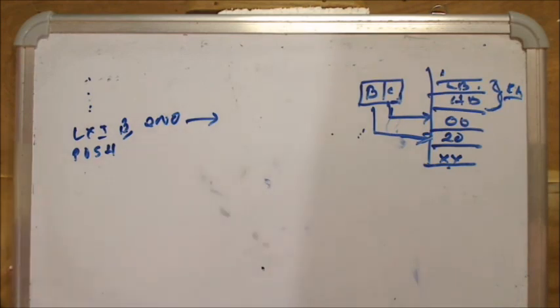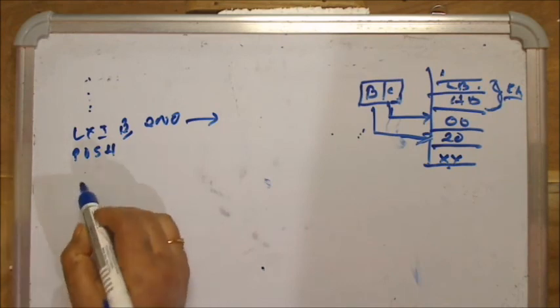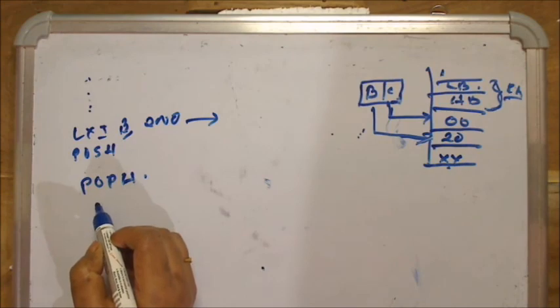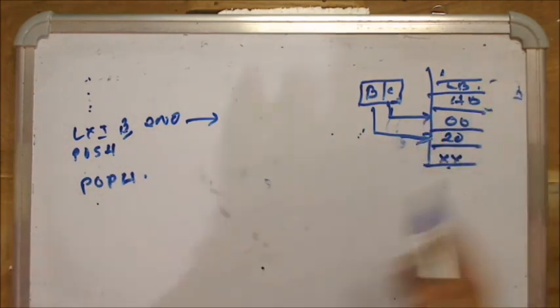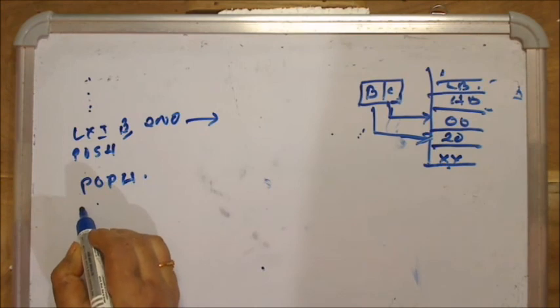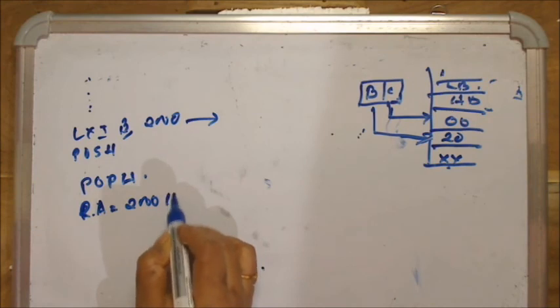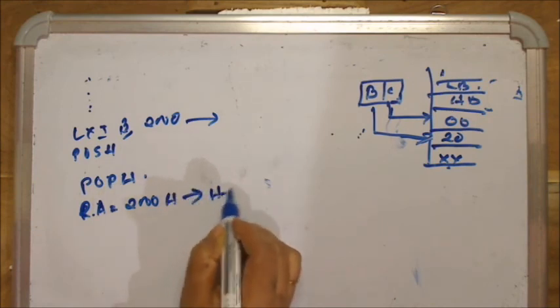And then access the parameter. So first POP H, get the return address into the HL pair. Okay, get the return address into the HL pair. Which is the return address? The return address is 1000H. You get it into the HL pair.